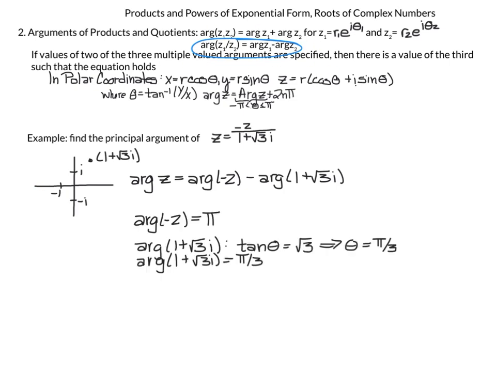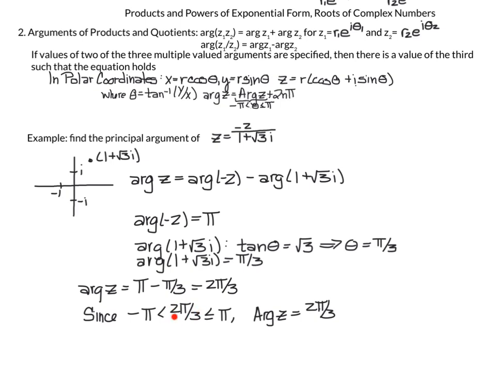The argument of negative 2 over here looks like pi to me, which is good. It's also a principal argument. Now the argument of 1 plus square root of 3 i. What I need to do is find tangent of theta, where our y-coordinate is square root of 3 and our x-coordinate is equal to 1. So tangent of theta is equal to square root of 3, which implies theta is equal to pi over 3, which means the argument of 1 plus square root of 3 i is equal to pi over 3. And by our formula here, that means arg z is equal to pi minus pi over 3, which is 2 pi divided by 3.